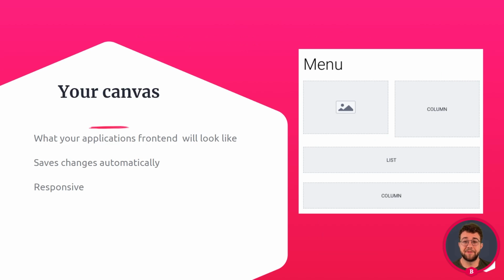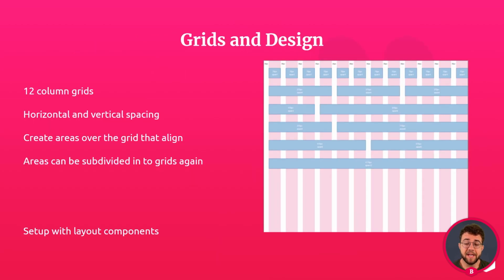The components need a place, of course, and this is the right side of your page builder, your canvas. Your canvas is what your application's front end will look like. The moment you drag a component onto your canvas, it is saved on change. And your canvas is responsive. This means that whenever you change the sizing of your monitor or of your viewport, if you're looking at it from a mobile phone perspective or from a tablet perspective, it will respond to the size of the screen. And the reason this happens is because of something we call a grid design. Your page builder is made out of something called columns and grids.